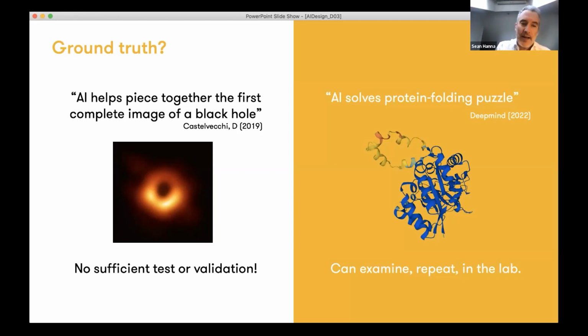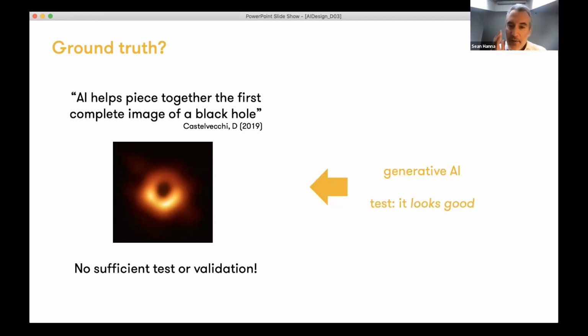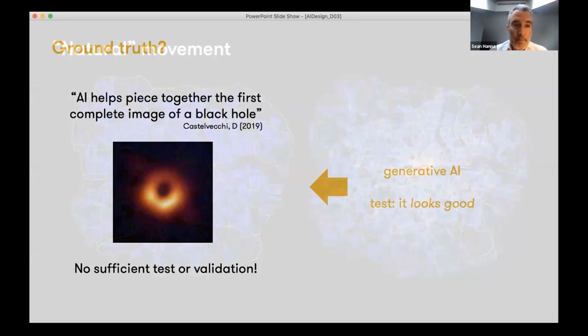Now, in fact, I'm simplifying this a little bit. If it were about making a picture of a black hole, it in fact wasn't. But if it is what they said it was, which was making the picture of the black hole, well, this is the kind of thing that generative AI does all the time as well. It makes very good pictures, and the only test of this sort of thing is really that they look good. We can't really ascertain by any other means whether they actually meet the requirements that we might need in design, particularly in a wicked problem. We don't have a ground truth with which to compare them.